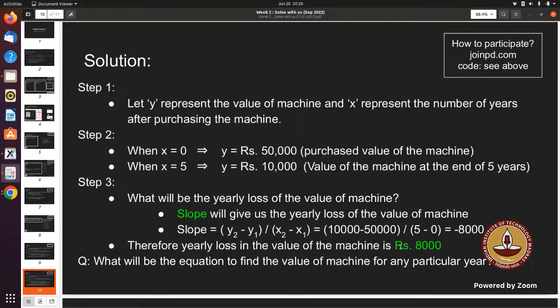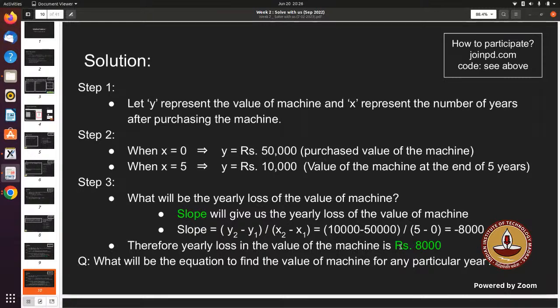So the next question which is arising is, what will be the equation to find the value of the machine for a particular year? So basically, I want you to tell me the equation of the straight line coming from this. You got your slope 8,000, and the equation of a straight line is y equal to mx plus c, right? So m is 8,000. What is c?